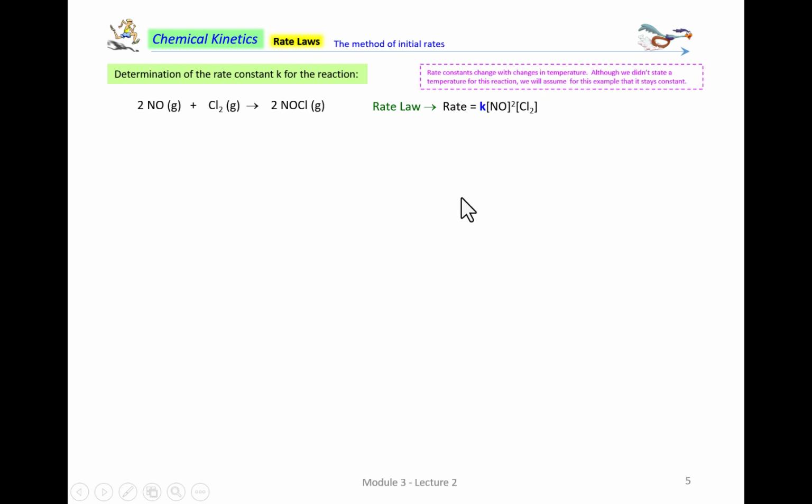One thing you want to remember, or at least be aware of, is that rate constants change with temperature changes. So although we didn't state a temperature for this reaction, we will assume that in this example that whatever the temperature was, it stayed constant for all 3 experiments. You'll typically see a temperature given in problems involving kinetics, so that it's understood that the temperature is not changing, or later it's understood that the temperature is changing for a certain reason. But if you want the rate constant to be a constant, you need to state the temperature, because the rate constant will change with changing temperature.